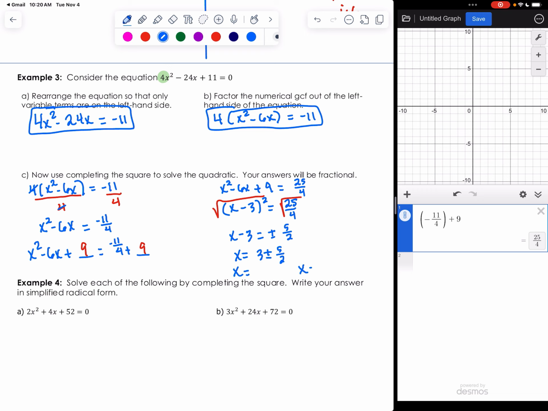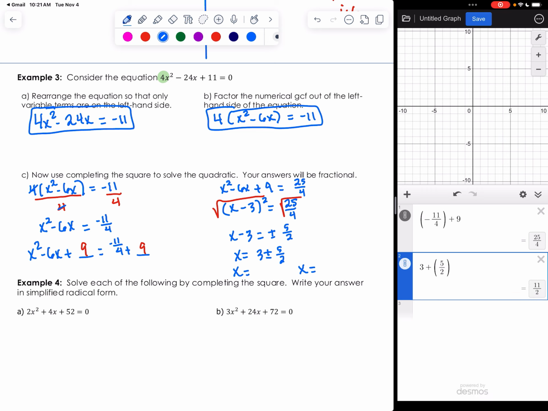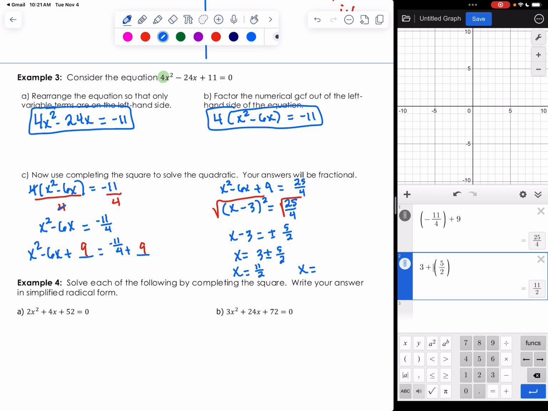Now at this point, I usually use my calculator to get my final answer. 3 plus 5 over 2 is 5.5, so I'll turn that into a fraction. 11 over 2. And then I'll go back up here and change that plus to a minus, and that would be 1/2. And so the instructions said that our answers would be fractional, and indeed, in this problem, both of our answers were fractional answers.